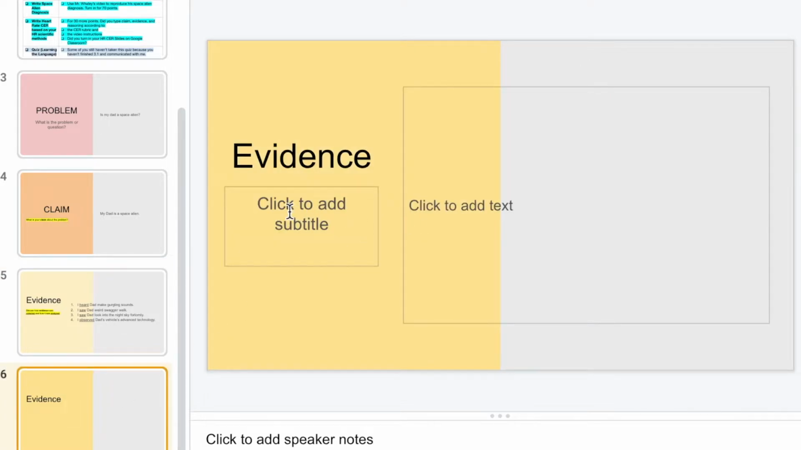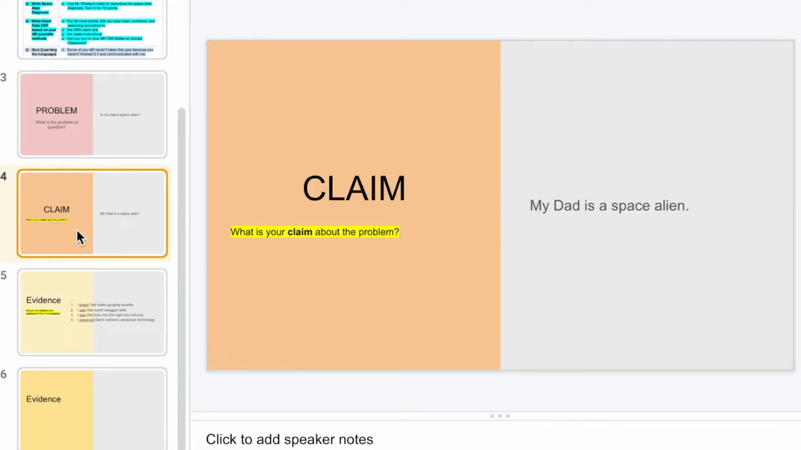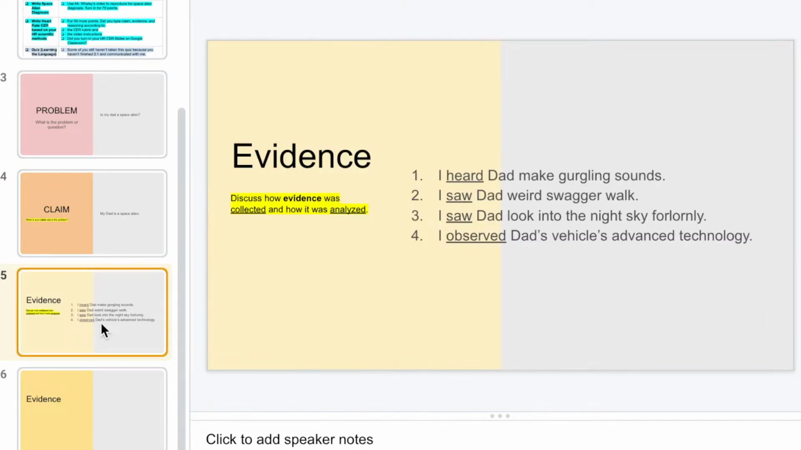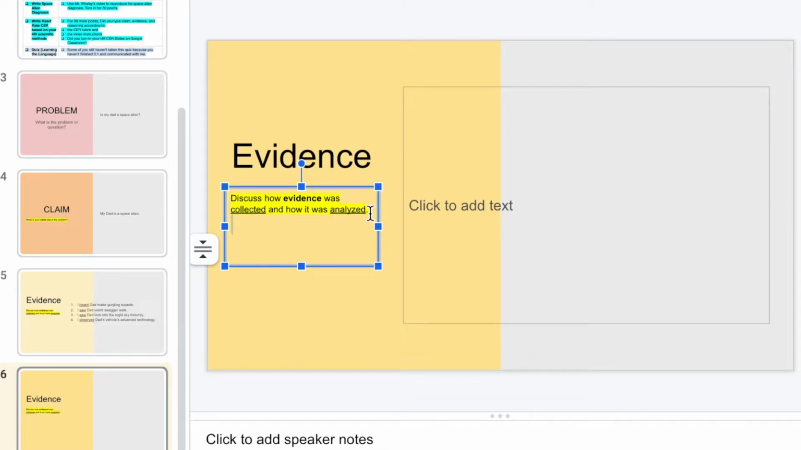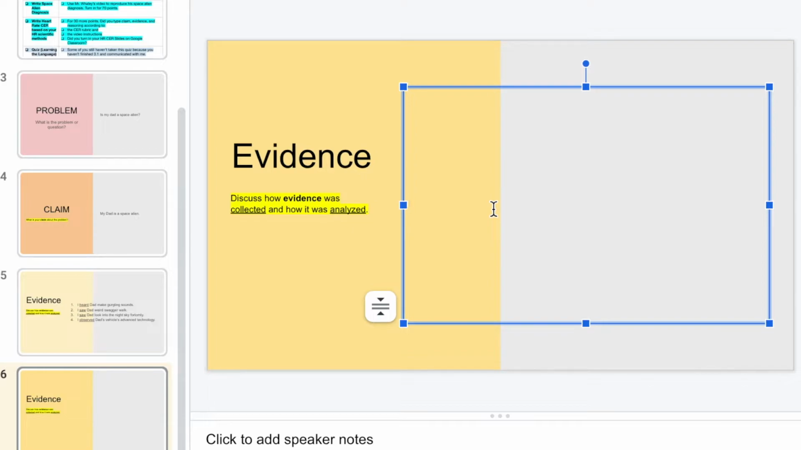Now, how was it analyzed? So let's do that. We discuss how evidence was collected and how it was analyzed. So I'm going to put a different slide for that, because like for your heart rate diagram, this is where you might put your rough sketch, right? How are you analyzing the situation? So in this case with space alien, I compared. So this is how you analyzed it.